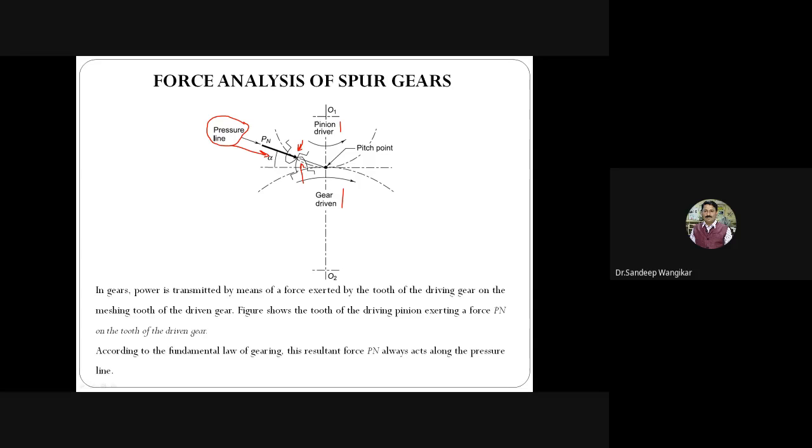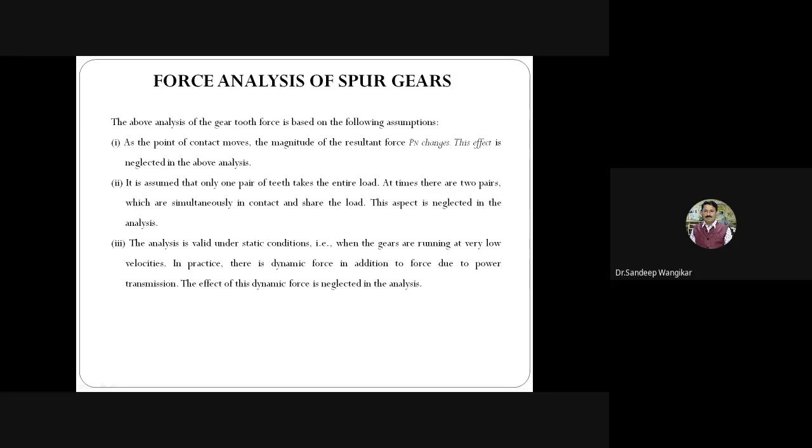See, I will highlight. Where is the point of contact? See here, I am highlighting. This is the point of contact. You refer to the figure. As the gear is moving, the pinion is rotating in this direction, the gear is rotating in this direction. The point of contact will also move, because the pair will transmit, the pair will come to the center, and again it will move. So the point of contact will continue changing. And as the point of contact changes, the magnitude of this Pn will also change. But this effect is totally neglected in the force analysis.